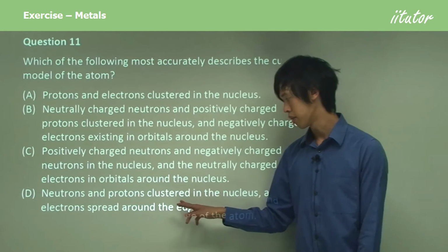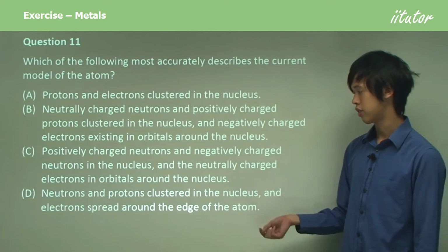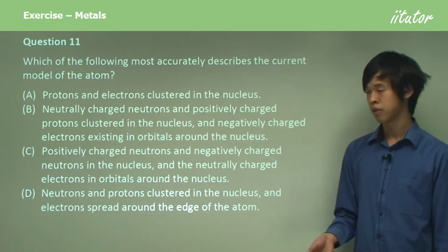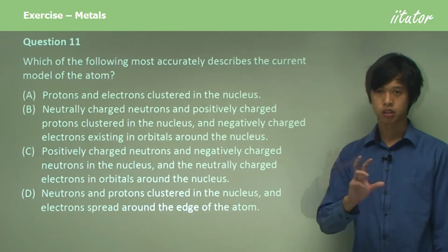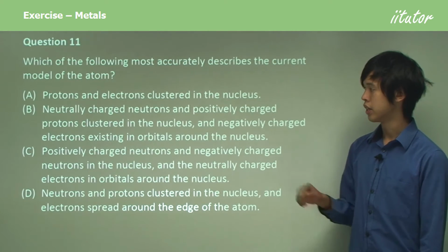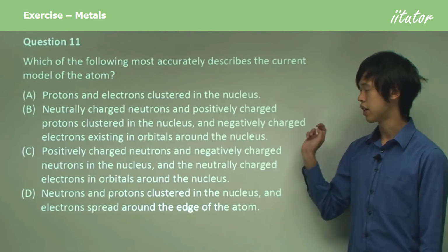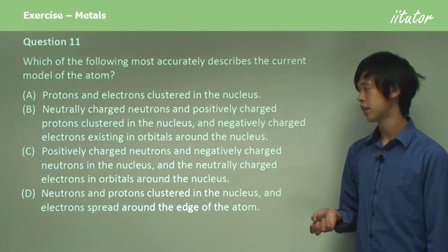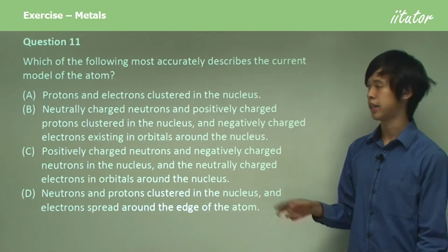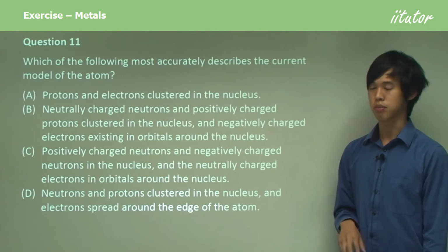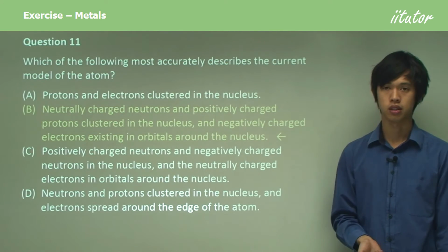D, neutrons and protons clustered in the nucleus and electrons spread around the edges of the atom. That sounds sort of true, but I probably wouldn't pick that one because it's a little bit indefinite. So that leaves us with B, neutrally charged neutrons and positively charged protons clustered in the nucleus, and negatively charged electrons existing in orbitals around the nucleus. Okay? So B sounds about the most correct, and it's our correct answer.